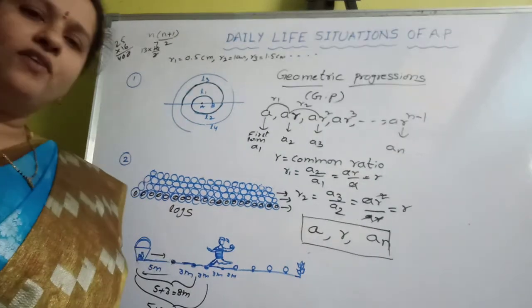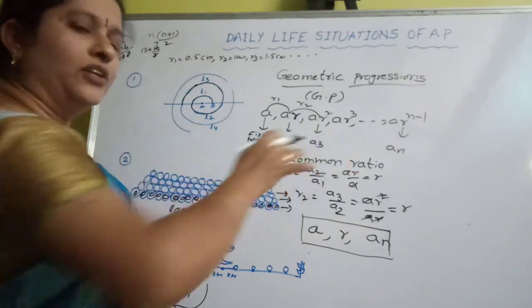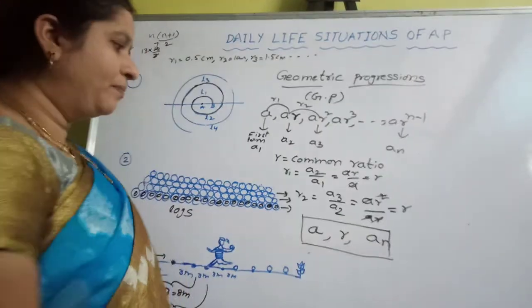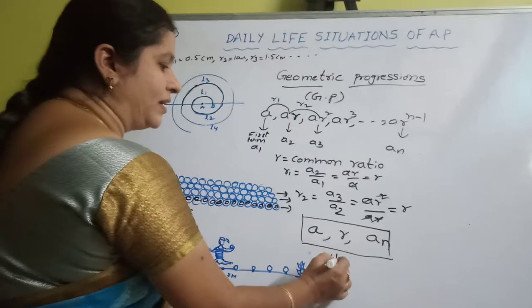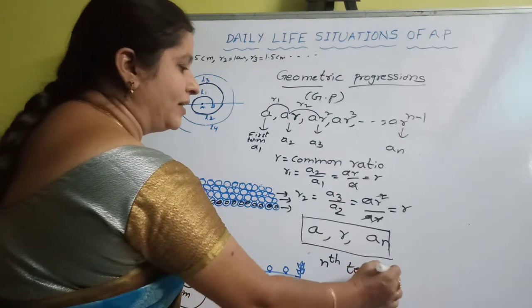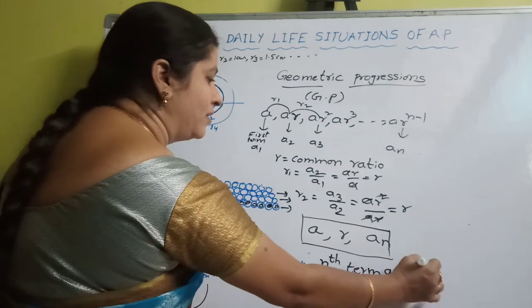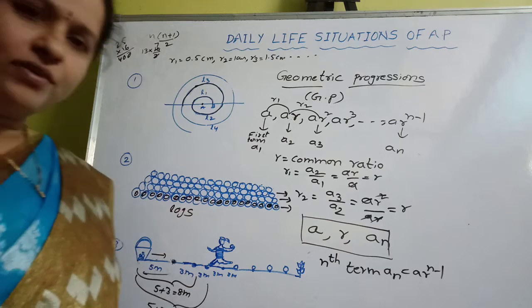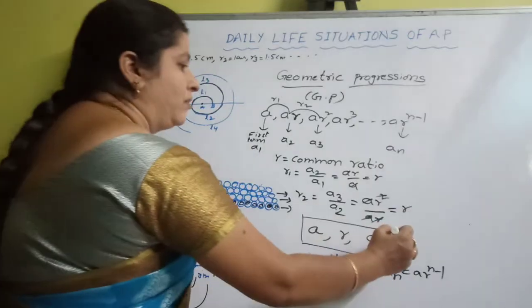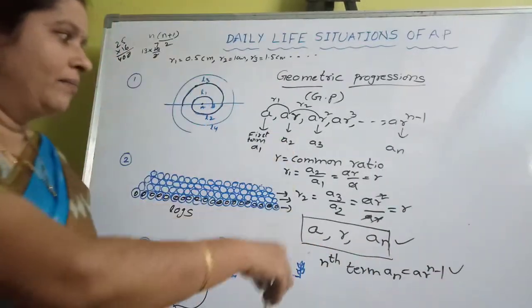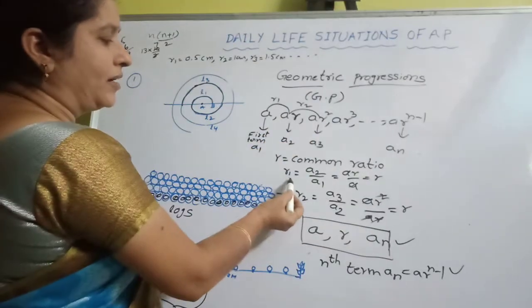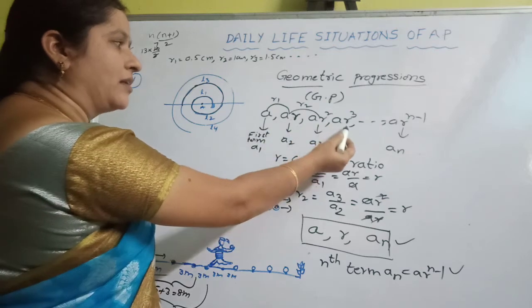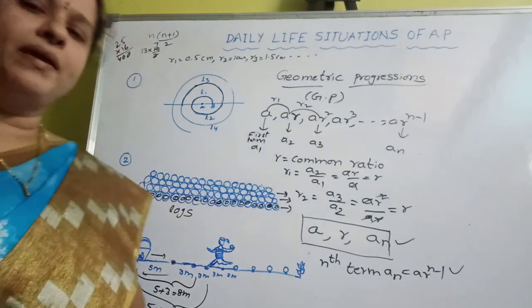There is no Sn formula. There is no Sn formula in your 10th class syllabus. There is no Sn formula in GP. Simply the nth term formula is there. So nth term an equal to ar power n minus 1. Okay. So practice the formulas. So r equal to a2 by a1, common ratio. General form a, ar, ar square, ar cube, ar power n minus 1.